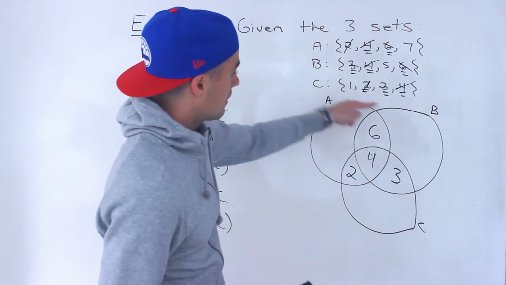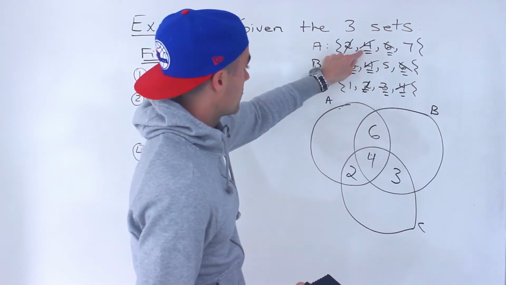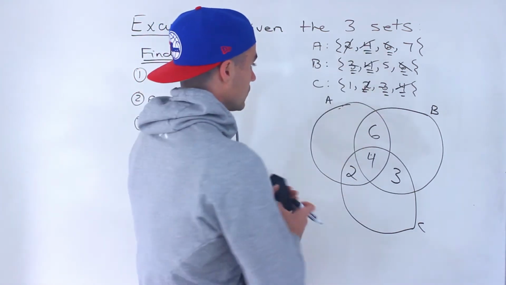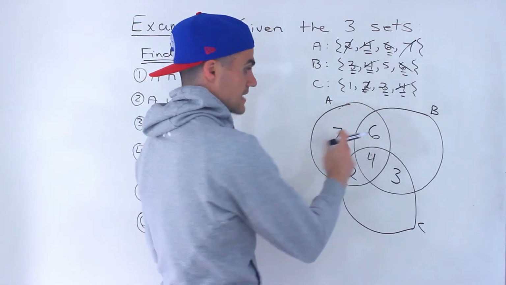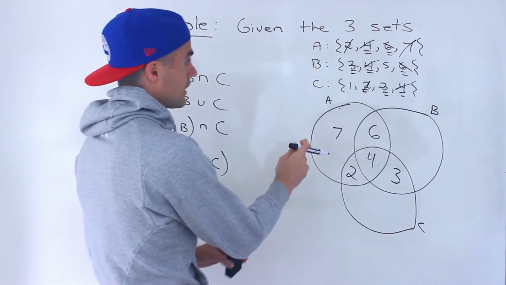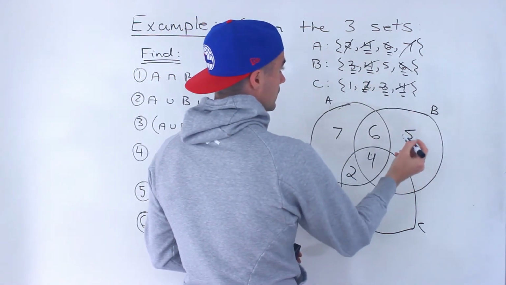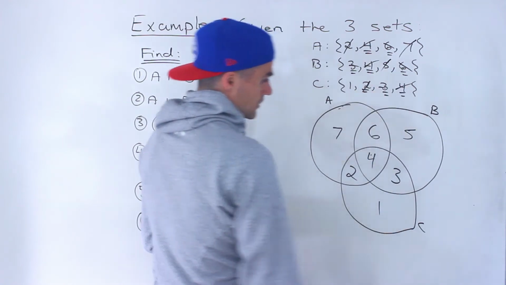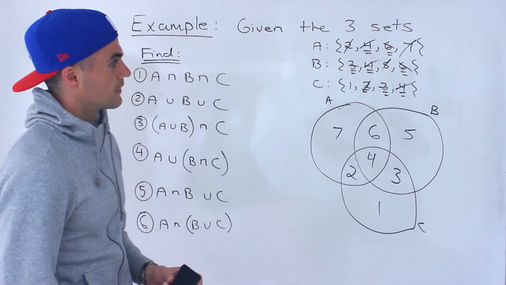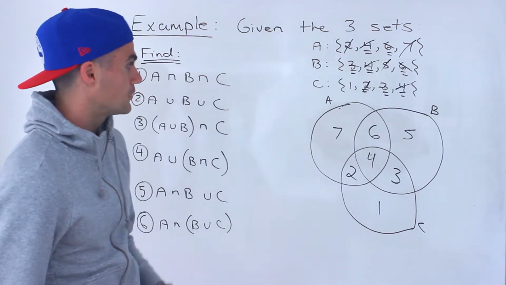And then notice here in set A, the 3 elements 2, 4, and 6 are taken care of. So the only one that's left is 7. That would go there. So set A is fully drawn here. Then we've got set B, the one that's remaining is 5, so that would go here. And then we've got 1 in set C, which would go right there. So taking this and putting it on a Venn diagram, that's how it would look.